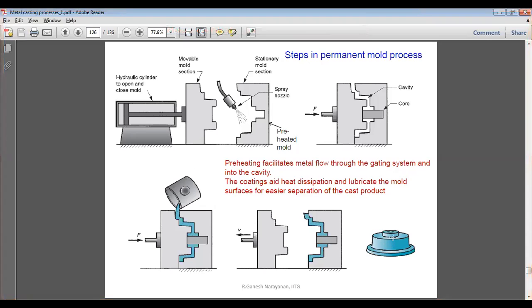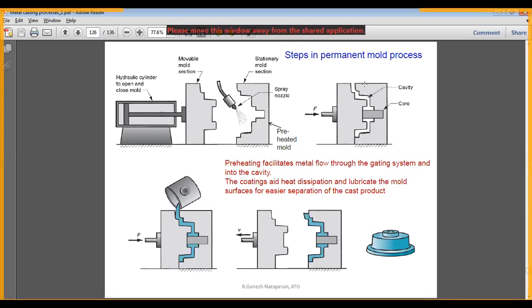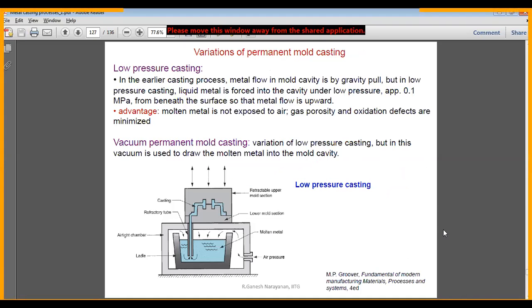So this is the part you can see here. This part has been made by application of the permanent mold process. Now we can see variations of permanent mold casting: low pressure casting.